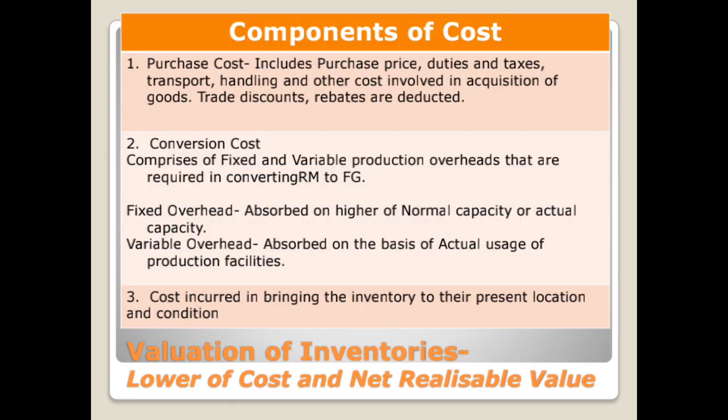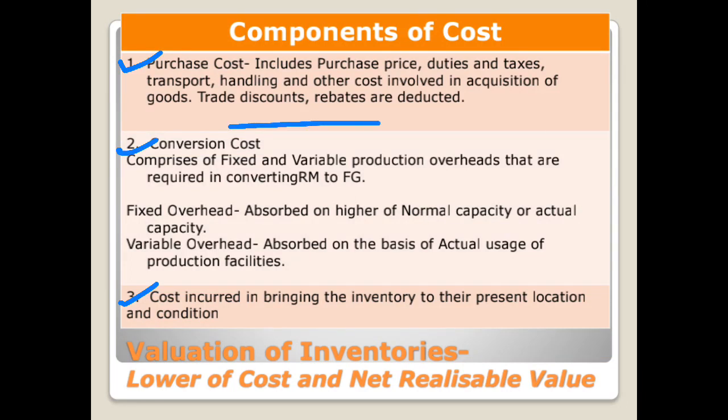What are the components of cost that are incurred in the valuation of inventories? Number 1, we have the purchase cost. Number 2, we have the conversion cost. Number 3, we have the cost incurred in bringing the inventory to their present location and condition. Purchase cost is inclusive of the duties and taxes along with the raw material cost, handling, transportation cost, and other costs involved in acquisition of goods.